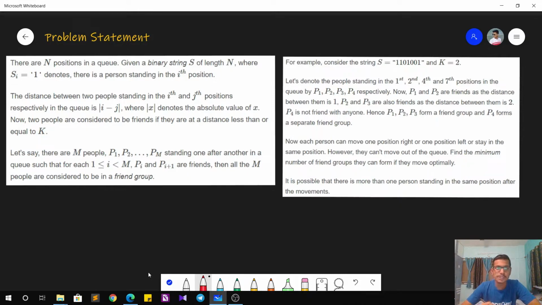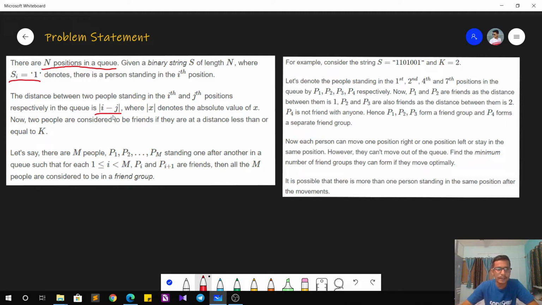There are n positions available in a queue, and we are given the information about the initial arrangement of the queue by a binary string, where if the ith character is 1, it denotes that there is a person standing on the ith position. Also, it is given that the distance between two people standing at positions i and j is |i - j|, where modulus is the absolute value. So this is the basic information given to us.